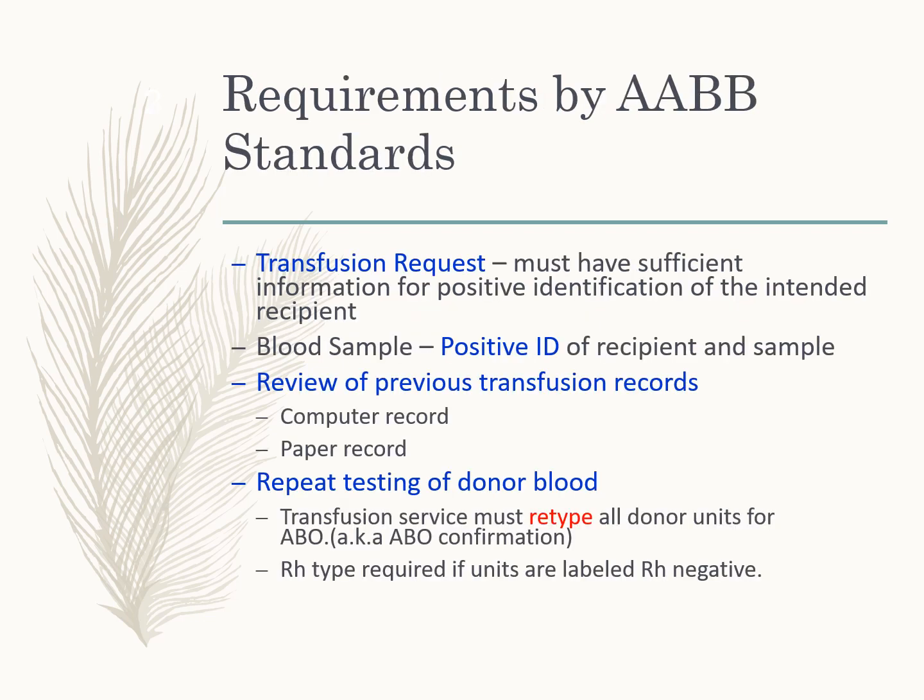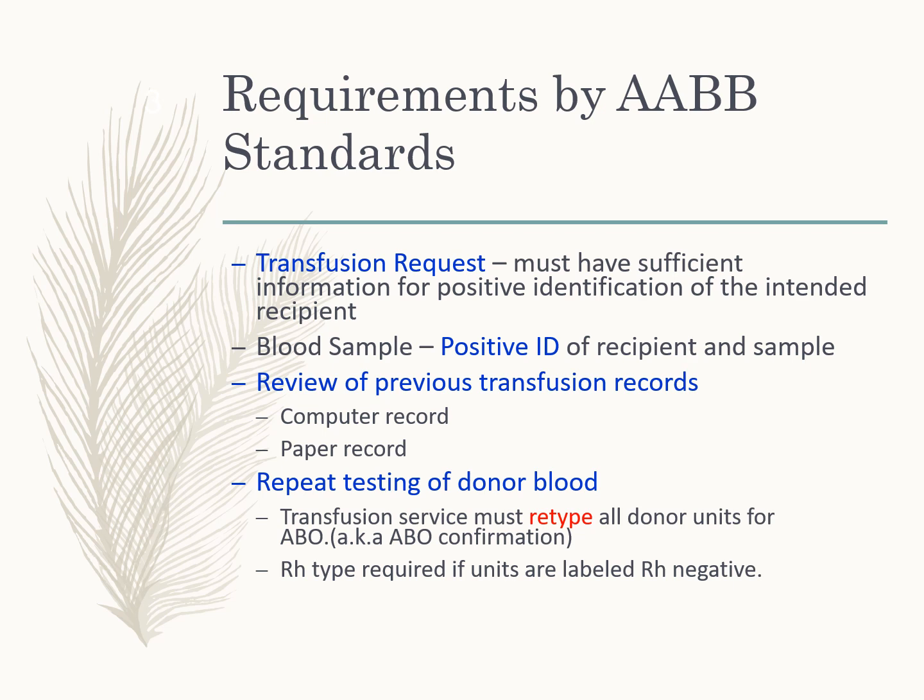So the minimum requirements as far as AABB standards, on the transfusion request, you must have enough information for a positive ID of the intended recipient. And on the blood sample itself, you also must have positive ID. And you want those two to match. Whatever is on the request needs to match what's on the tube itself. For a positive ID, you need two identifiers. Those can be name, date of birth, name, social security number, name, medrec.